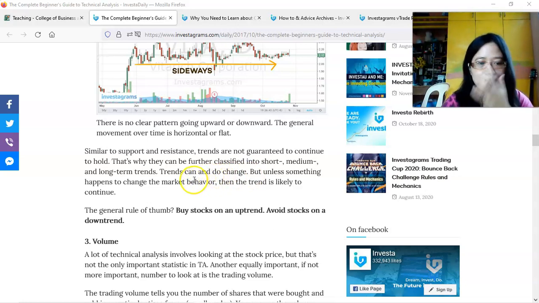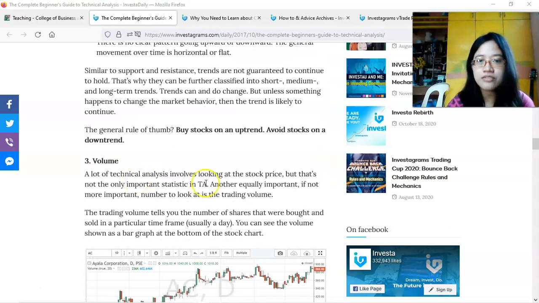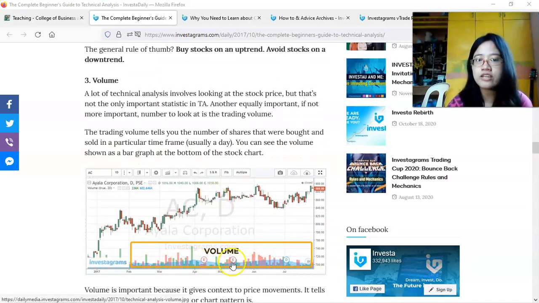So, number 3, concept ng technical analysis, volume. A lot of technical analysis involves looking at the stock price, but that's not the only important statistic in technical analysis. Another equally important, if not more important, number to look at is the trading volume. Ito yung trading volume. Gaano karami ang sellers and buyers, right?